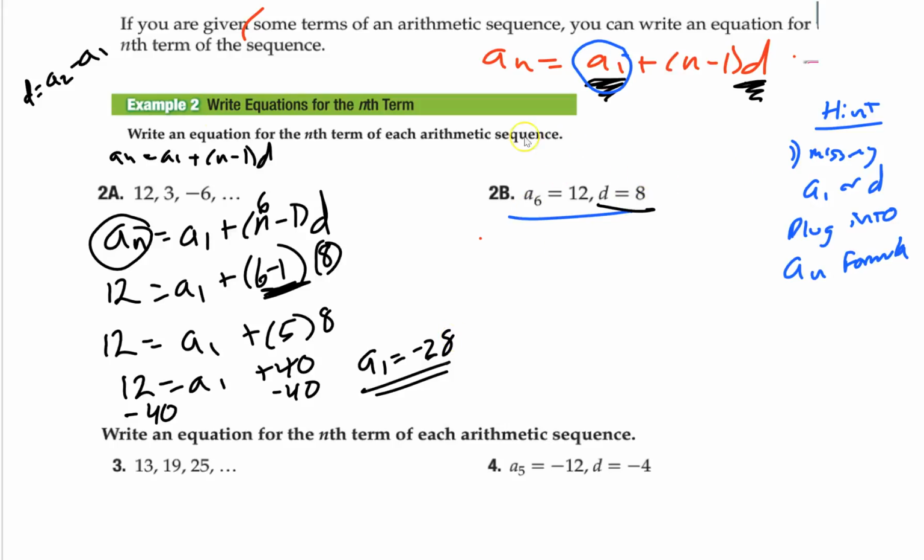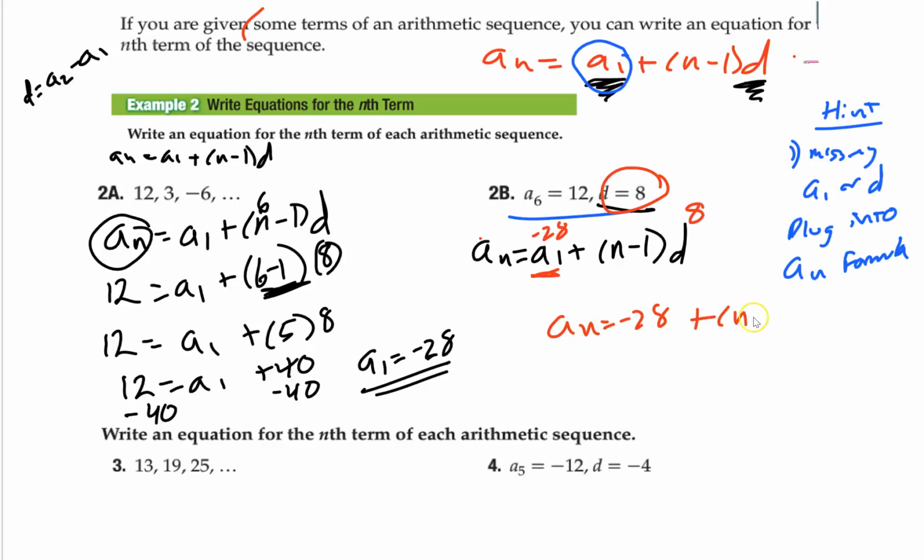Now I can make a formula, because all you need for the formula is A1 and the common difference D. You didn't have A1, you had to find it. So how do you find something when you're missing it? You go back to the original formula, and now you can come up with a generic formula. All we need is A1 and the common difference. My A1 is right here, negative 28, and my common difference they gave me already is 8. So I have this. That's your general formula.